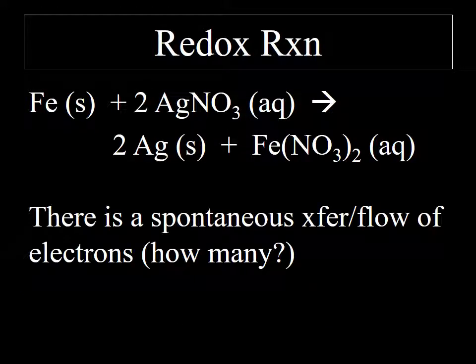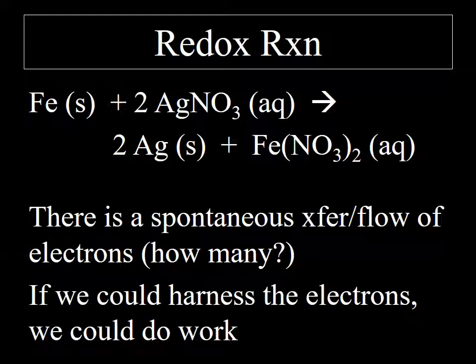So there's a spontaneous transfer or flow of electrons in this reaction. Because it is thermodynamically favorable, it is going to go forward. The iron will replace the silver, and electrons are transferred from one place to another. How many electrons are being transferred? Go back and look at those half reactions again. How many? 2. 2 electrons. That's what you're seeing in the half reaction. So 2 moles of electrons are transferred per mole of reaction. Every time you do this reaction, 2 electrons move from one place to another.